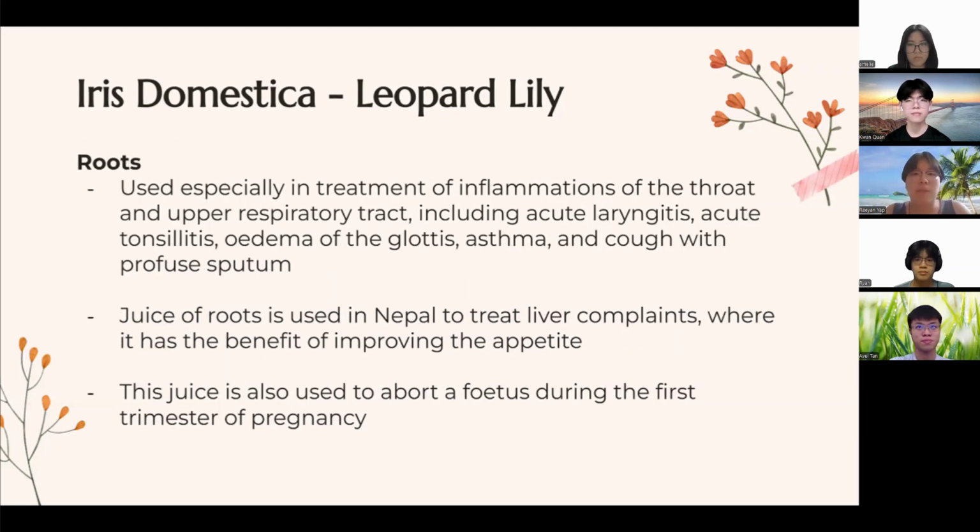The roots of leopard lily are used especially in treatment of inflammations of the throat and upper respiratory tract, including acute laryngitis, acute tonsillitis, edema of the glottis, asthma, and cough with profuse sputum. Juice of the roots is used in Nepal to treat liver complaints, where it has the benefit of improving the appetite. This juice is also used to abort a fetus during the first trimester of pregnancy.